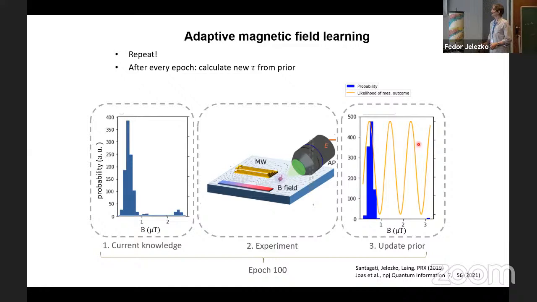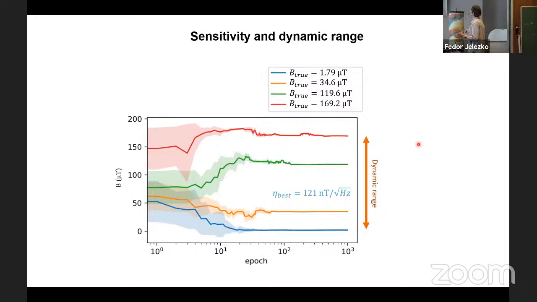And here are results for estimation of the different magnetic fields seen by the NV center. So what you plot here is your estimate of the field, and this area around is your error. So you start with four different fields. The NV center is now subject to four different fields, and you start with very low knowledge. So you run a very noisy but broadband sequence, and then you improve it on the way, and then it converges to the final estimate, giving you the right value of the field.